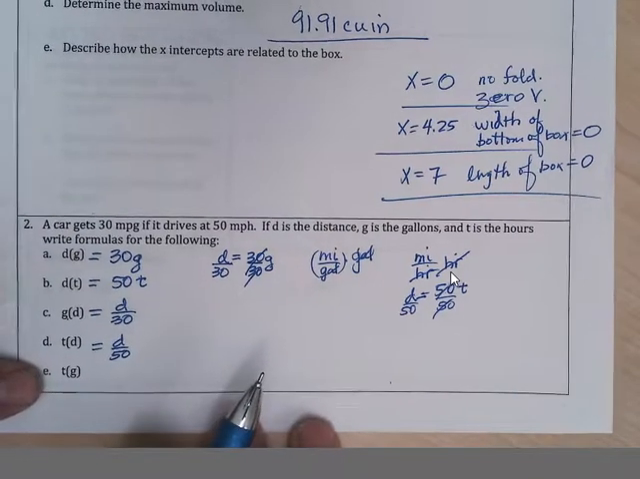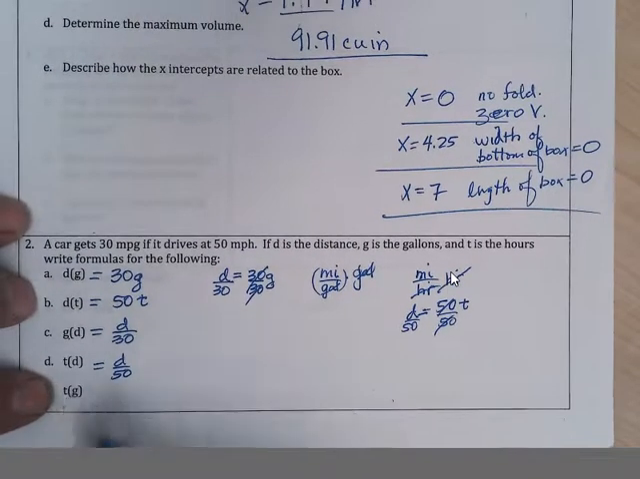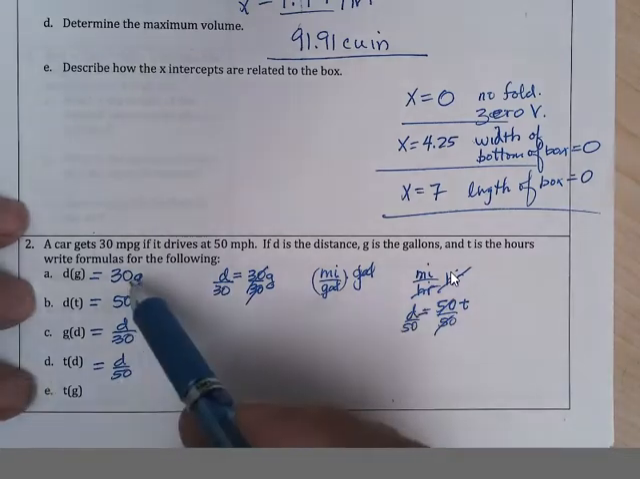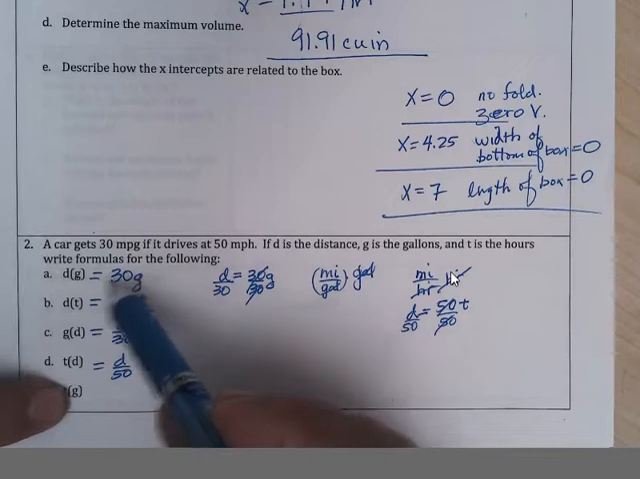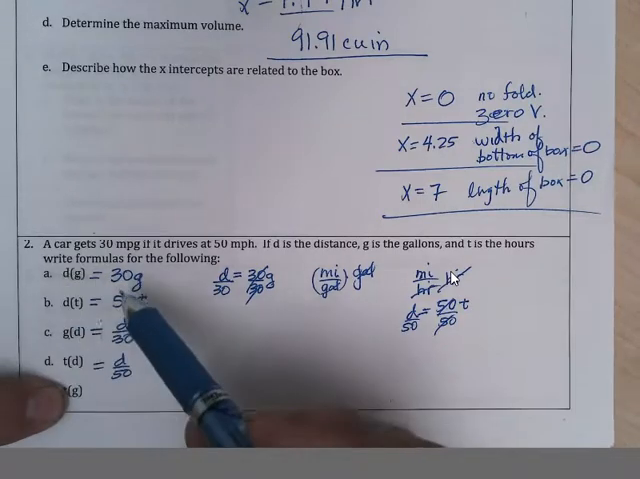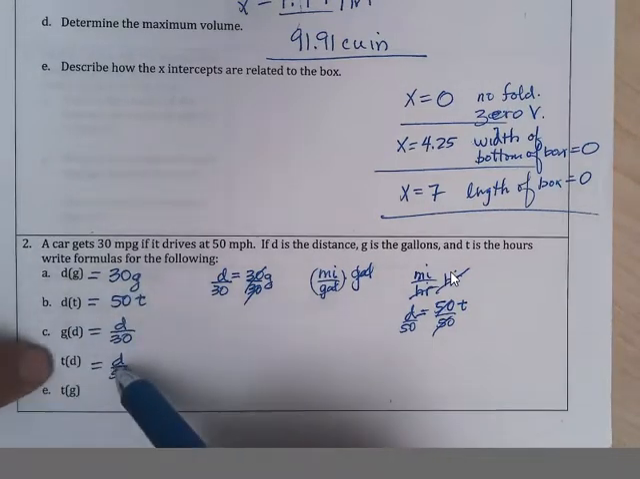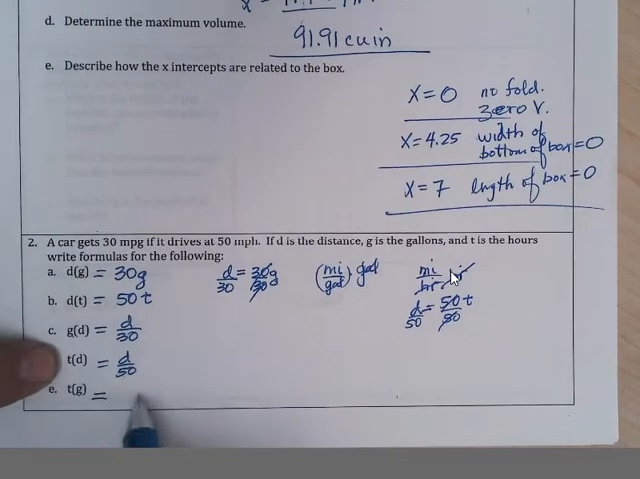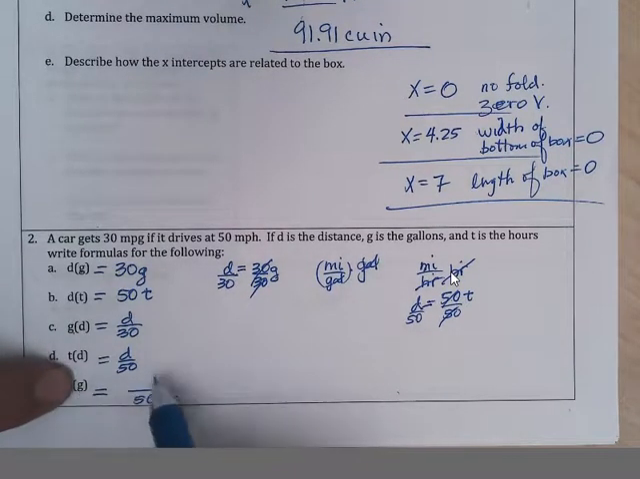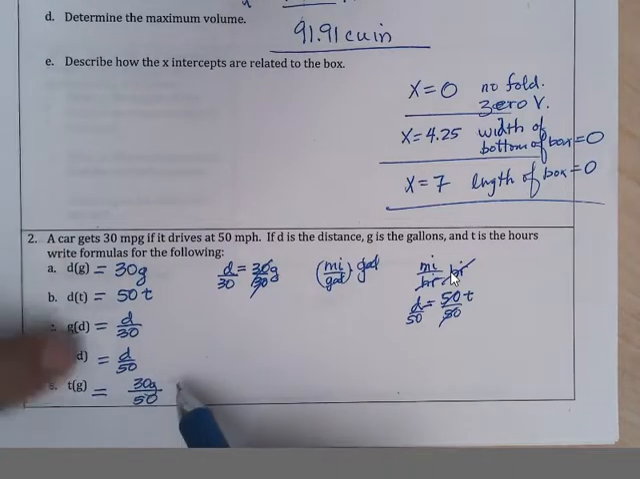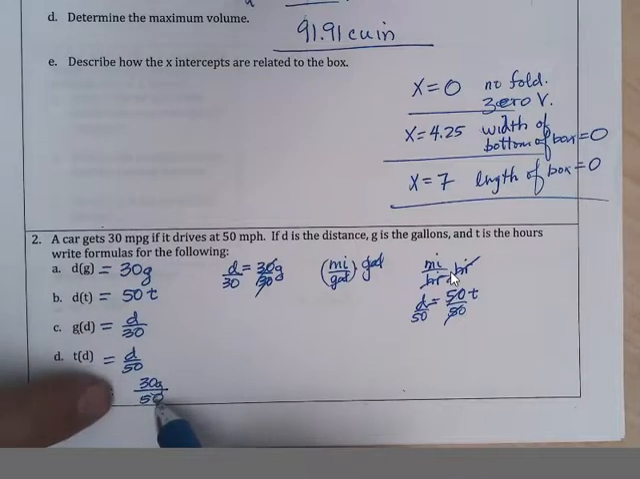Now if we want to find time as a function of gallons, the only one of these that takes G as the variable is this one, and that gives us D. We're supposed to end up with T, and this one takes D, so it's going to be this function that we need to use, D divided by 50. But to get D using G, we have to do 30G gives us D, and putting that in for D here makes this.